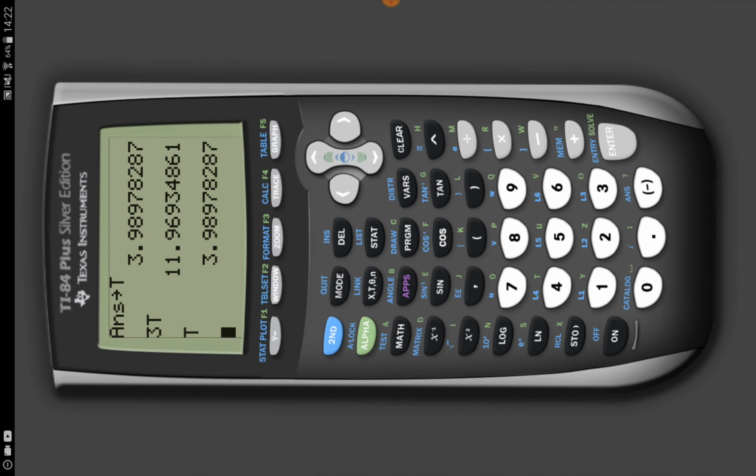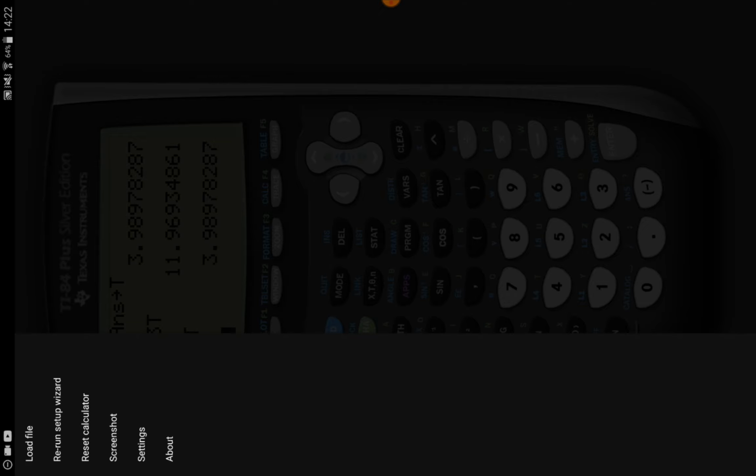Oh, can I make this thing rotated? I don't know. Settings.